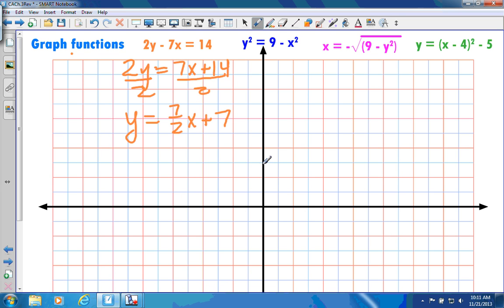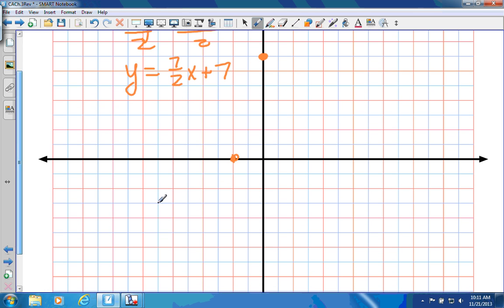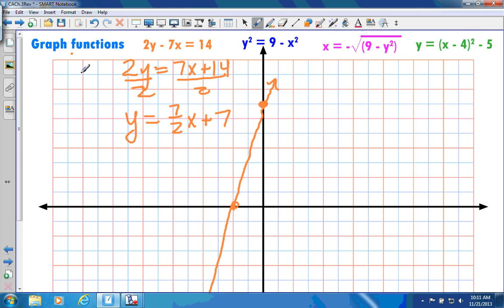And so you'd go up 7, and then the slope is 7/2, which means down 7, left 2, or up 7, right 2. And then you draw your line. It's pretty close to being straight.